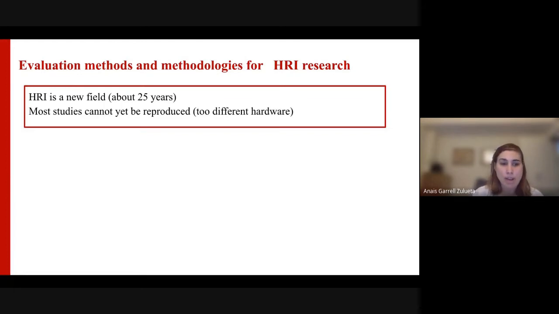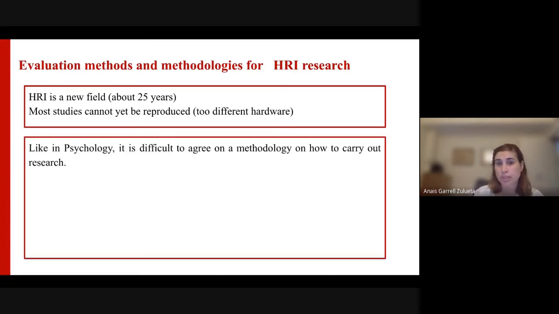I found him at ICRA, and he told me that everybody says they are doing human-robot interaction, but that's not true. Because having a person and a robot in the same space, that's not doing interaction. Okay? So when we're doing interaction, we have to consider the study of how humans are perceiving that robot. If you're just ignoring the part of the human, you're not doing interaction. And the point here is that most studies cannot yet be reproduced because we have very different hardware.